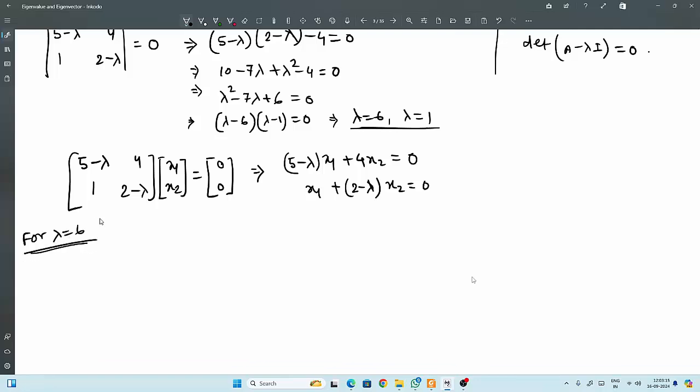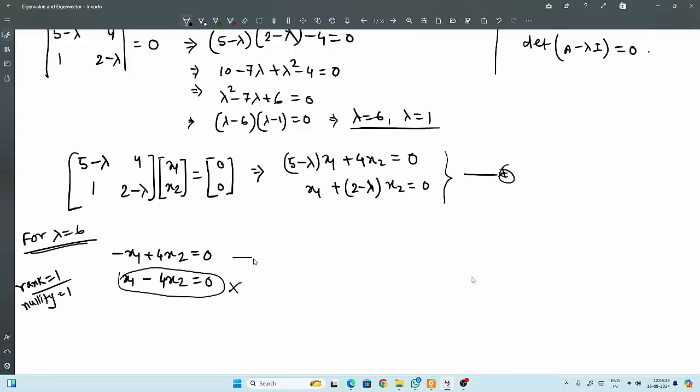For lambda is equal to 6, we calculate the eigenvector first. Put the value of lambda equal to 6 here. So 5 minus 6 means minus 1: minus x1 plus 4x2 is equal to 0, and the second equation is x1 minus 4x2 is equal to 0. As you can see, both of these are actually the same equation, just with a minus sign multiplication. The rank of the matrix is 1 here, so nullity is also 1. So we take only one equation, and the other we don't consider.